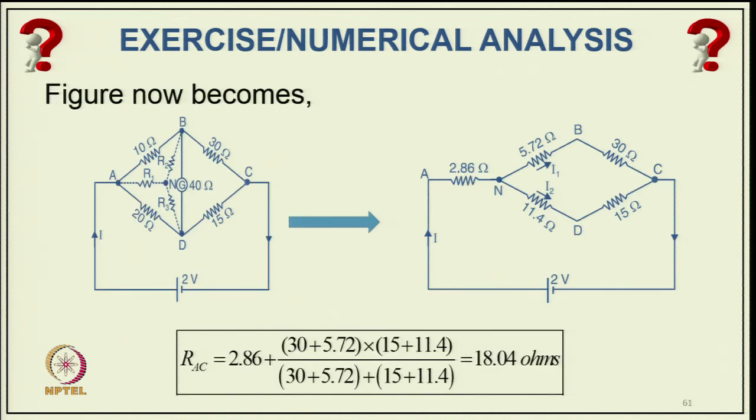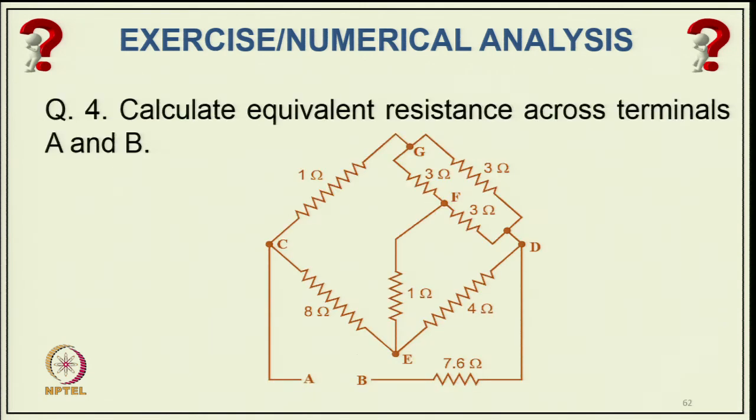And once we know this, the network gets simplified to series with parallel connections, with the addition of 2.86. So, we can have 2 sets of series connections as shown, and the equivalent resistance will be 18.04 ohm.